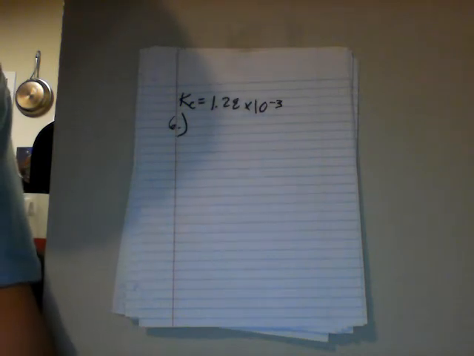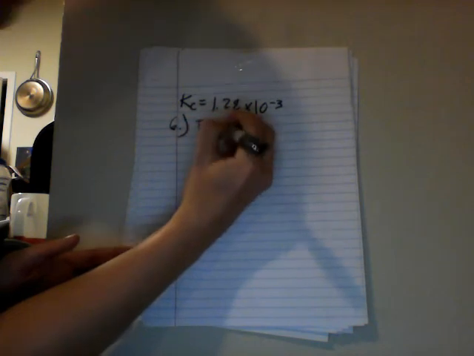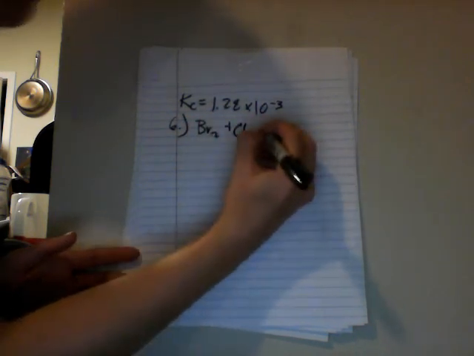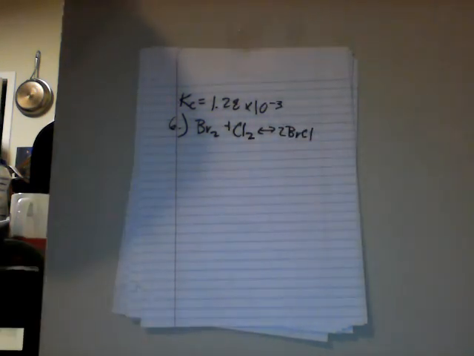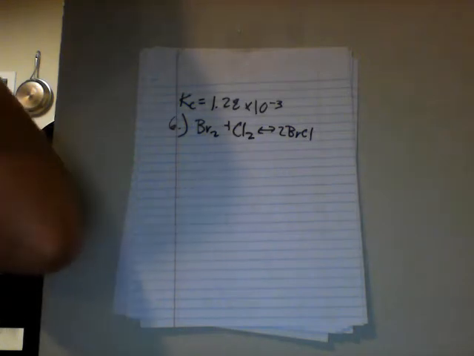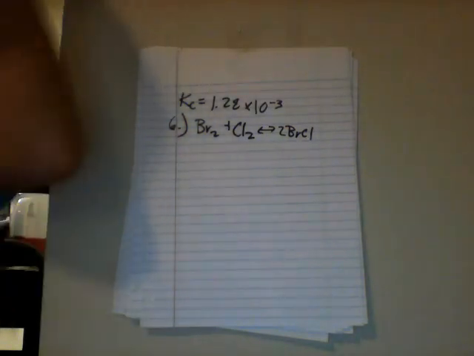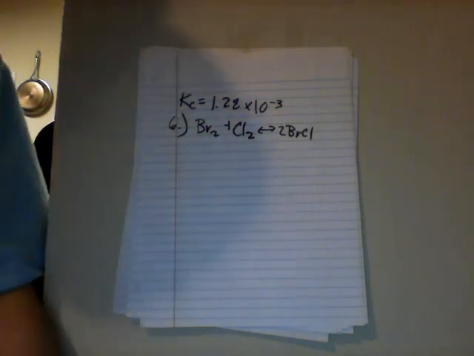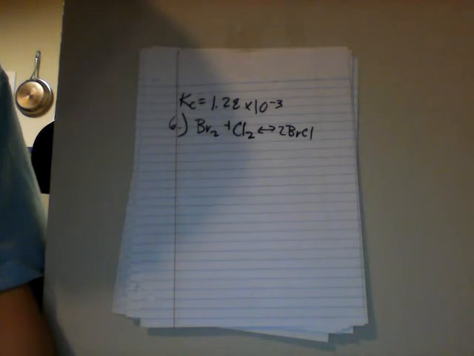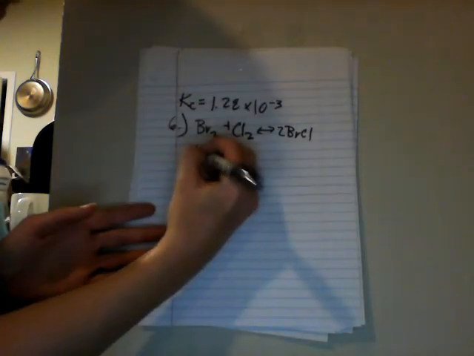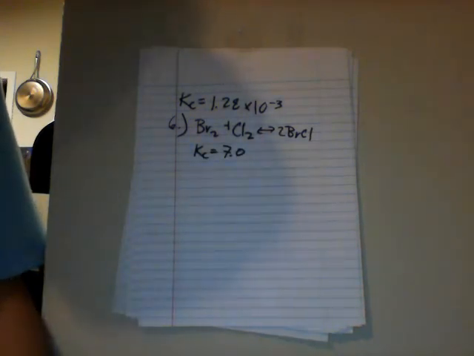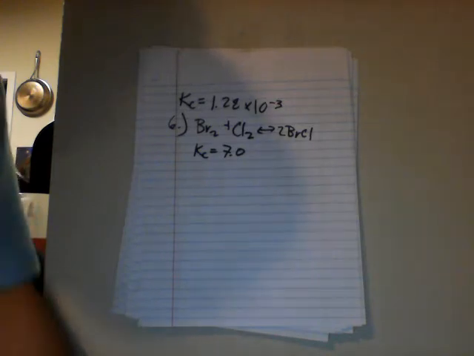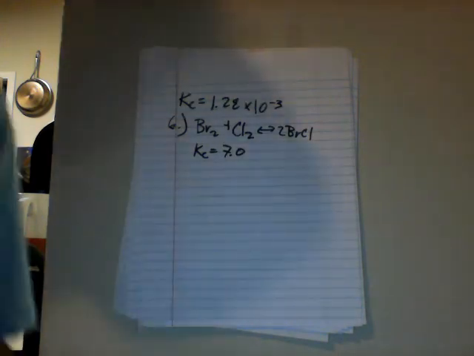For the equilibrium, Br2 plus Cl2 gives 2BrCl. So this is my expression. Everything is in gases. This is another good one to do because now we're going to use the quadratic. This is all at 400 K. My Kc is equal to 7. Also important: if 2.5 moles of Br2 and 0.55 moles of Cl2 are introduced into a 3 liter container at this temperature, what will be the equilibrium concentrations?